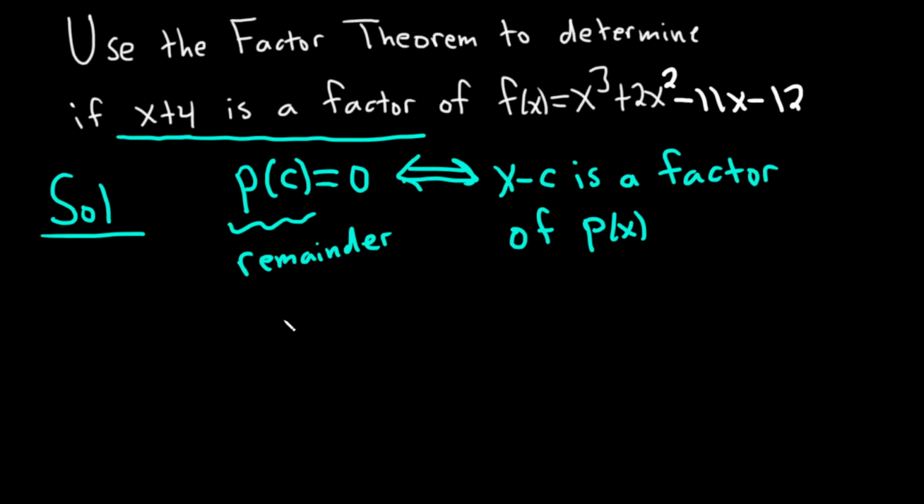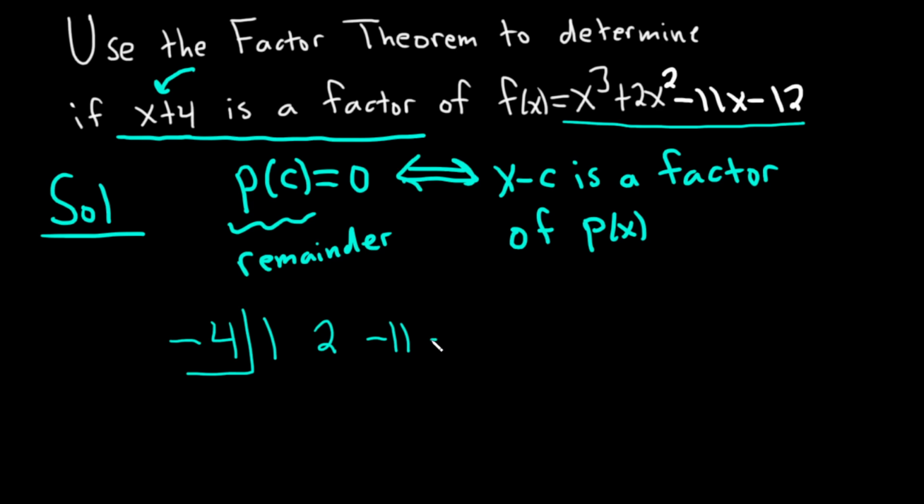All right, so now we just have to divide. Because we're going to divide using synthetic division, the first step is to switch the sign here. So -4, there we go. And now we're going to write down the coefficients of our polynomial. The coefficient of x cubed is 1. The coefficient of x squared is 2. The coefficient of x is -11, and the constant is -12. Then you write a line.